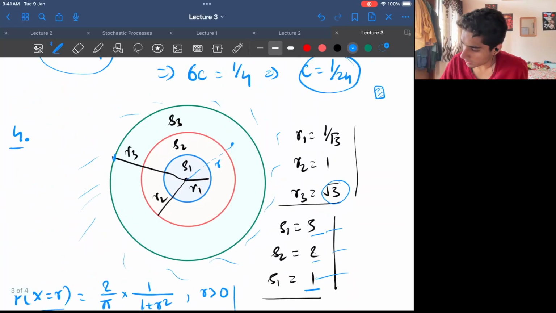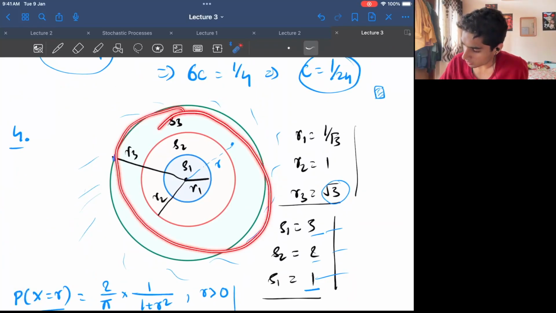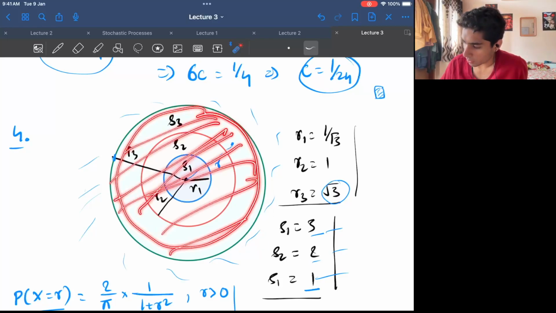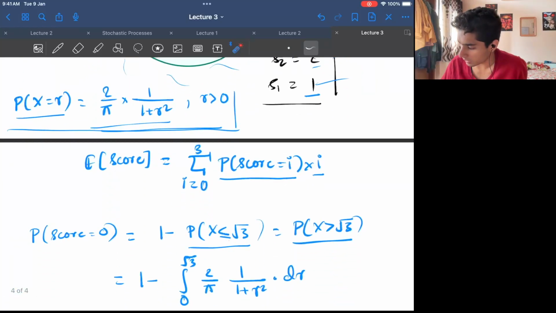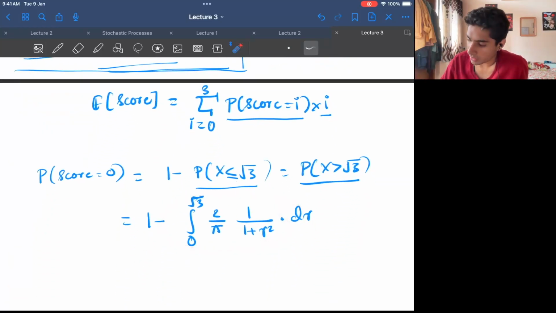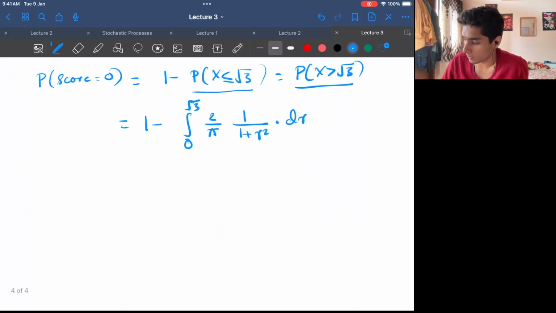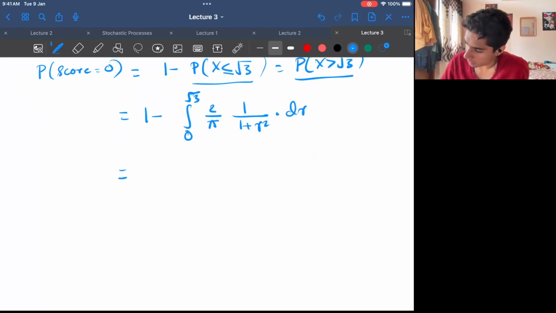So I am basically integrating the probability of landing inside this region, right? The probability of landing inside this will be exactly this. You're just integrating that probability over that region, and if you subtract it from 1, you get the probability of the complement, which is probability of x greater than root 3. Now this is some integration problem, 2 by pi. Now 1 over 1 plus r square, what is the integration of that? That is equal to tan inverse r, right? And you have to go from 0 to root 3 for this.